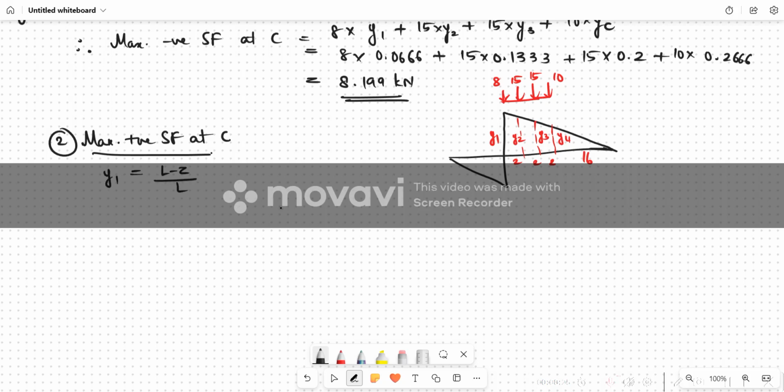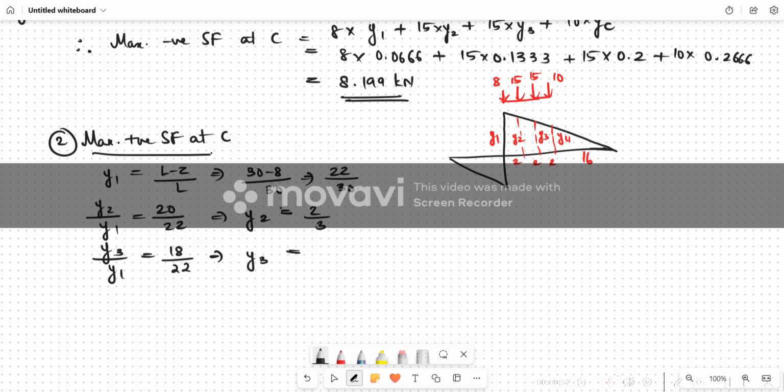So how to find y1? y1 is nothing but L minus Z by L. So that is 30 minus 8 divided by 30, which is 22 by 30. Okay, it's okay if you don't get the decimal value. Now, next is y2 by y1 is equal to 20 by 22, which implies y2 is equal to 2 by 3. Then, y3 by y1 is equal to 18 divided by 22, which gives you y3 as 3 divided by 5. Similarly, y4 by y1 is equal to 16 by 22, which gives y4 as 8 by 15.